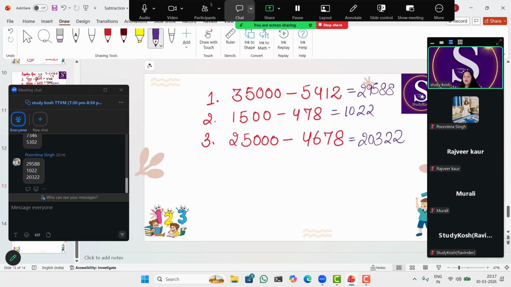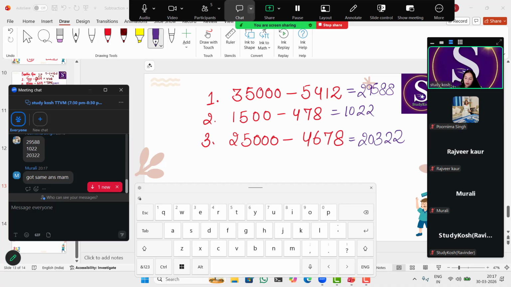So this was about the Nikhilam Sutra and the Ekanyunena Sutra. Now we'll discuss one more technique today, that is subtraction using complement.